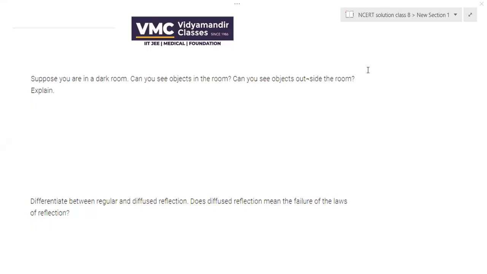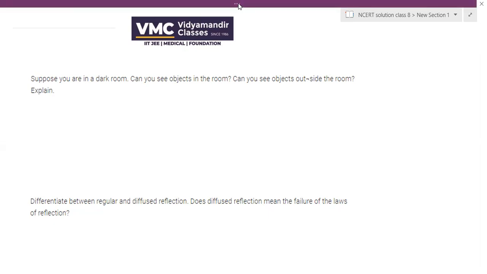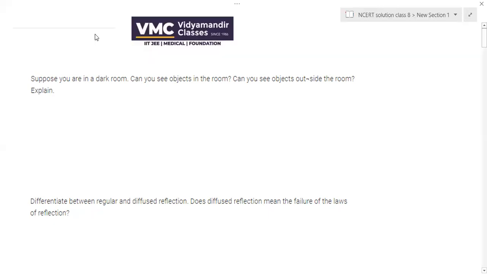Hello, children. Your exams are fast approaching, and to help you with the same, we have got NCERT solutions for Light, Class 8th. So today we will be doing NCERT solutions for Light, Class 8.